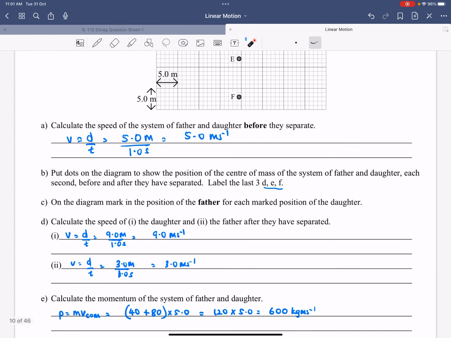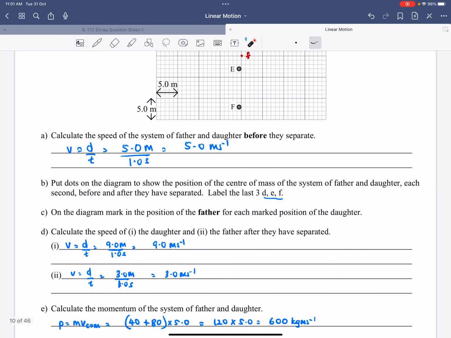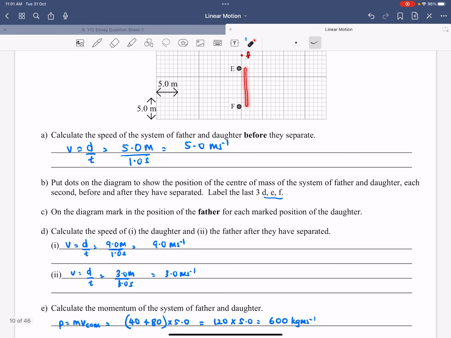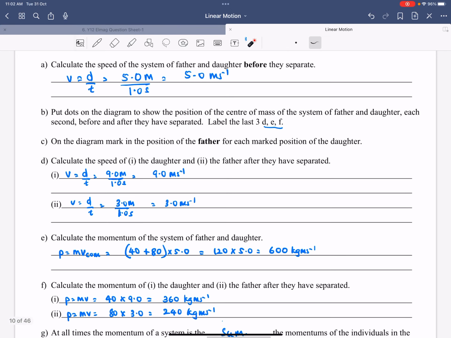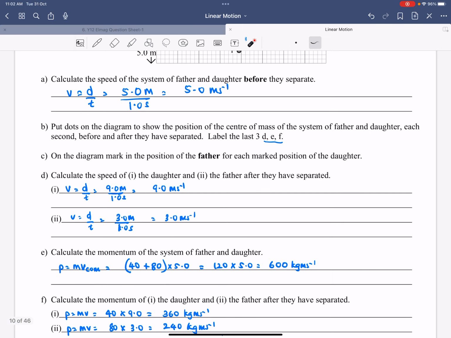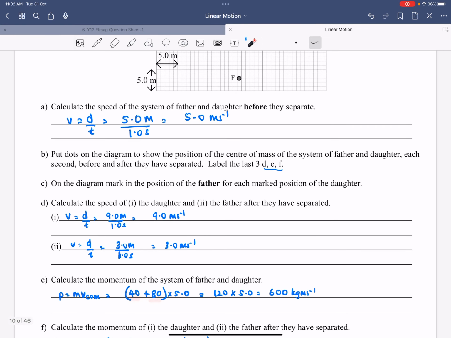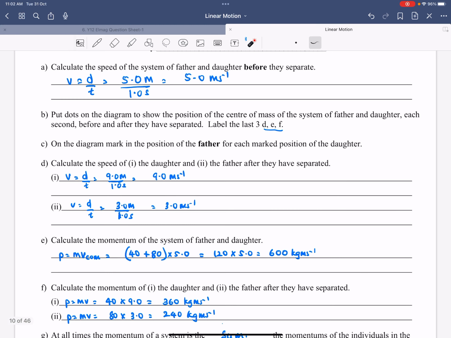Then calculate the speed of the daughter and father after they have separated. If you look at it, in 1 second the daughter has moved 9 meters. That's the distance, you just count the squares. And in 1 second the father has moved 3 meters, from here to here. The momentum of the center of mass of the father and daughter, their total mass times the speed of the center of mass, is 120 times 5, which is 600 kilogram meters per second.